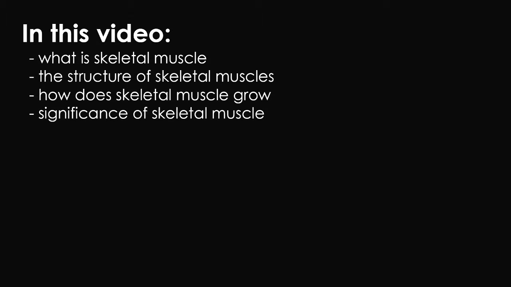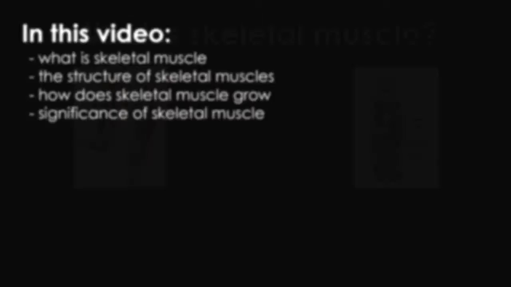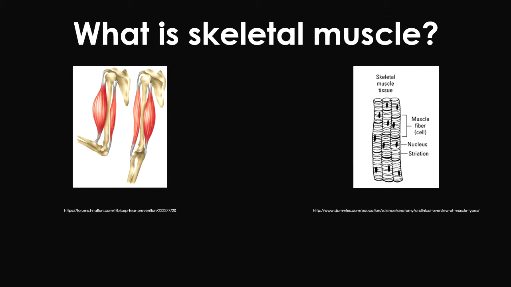This video will be about skeletal muscle, what it is, the structure, how it grows, and also its significance. Let's start off with what is skeletal muscle. Skeletal muscle is one of the three major muscle types and is a form of striated muscle tissue. They are the muscles attached to your bones and carry the purpose of movement and maintaining body posture.